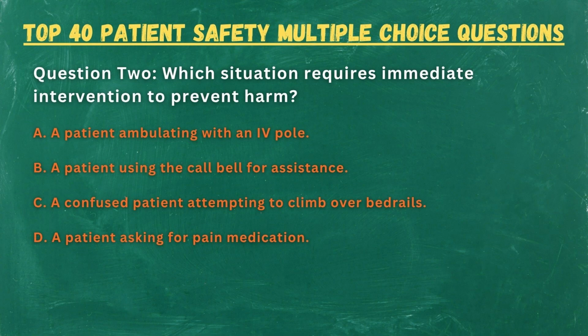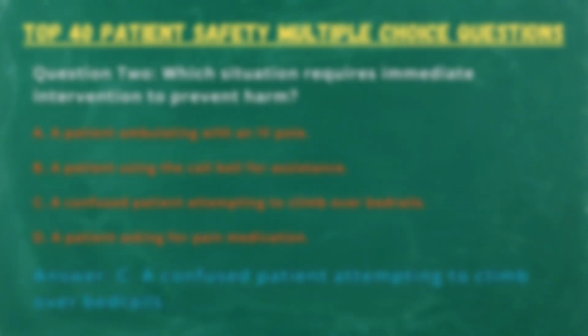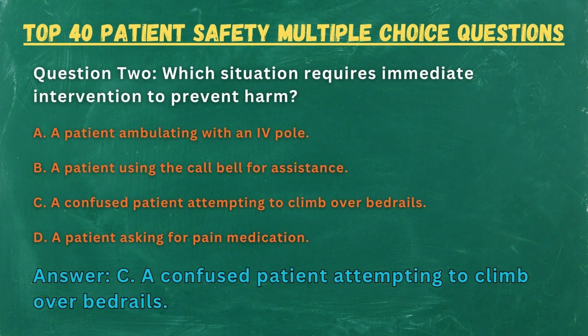Question 2. Which situation requires immediate intervention to prevent harm? A. A patient ambulating with an IV pole. B. A patient using the call bell for assistance. C. A confused patient attempting to climb over bed rails. D. A patient asking for pain medication. Answer. C. A confused patient attempting to climb over bed rails.